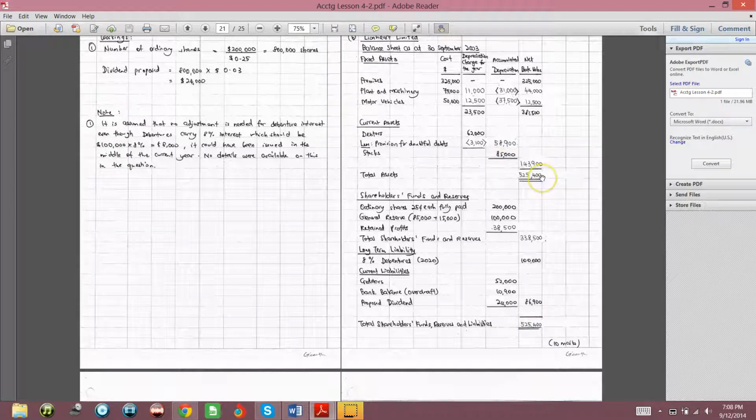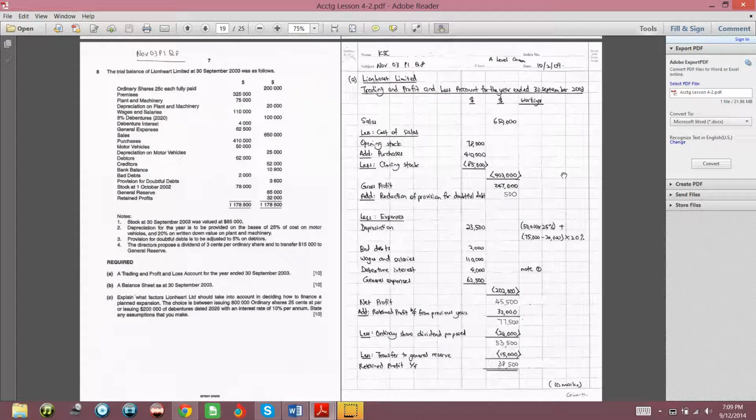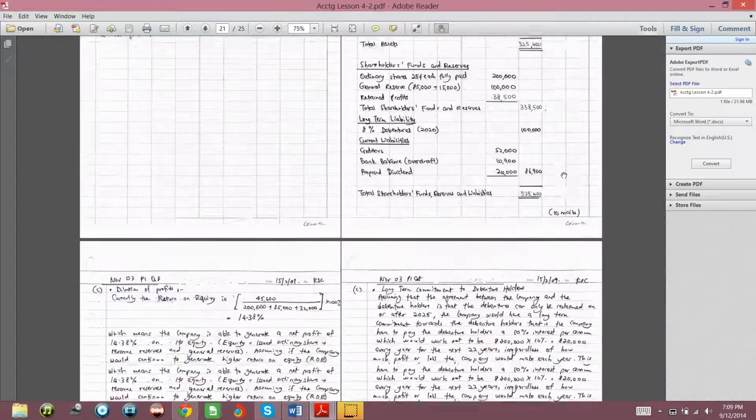If you want to know slowly step by step how to do it, I have already shown in a video how to do a balance sheet and profit and loss account slowly step by step. Here I'm just explaining to you quickly.